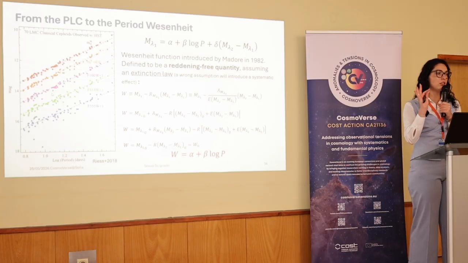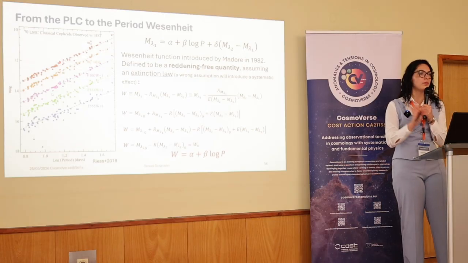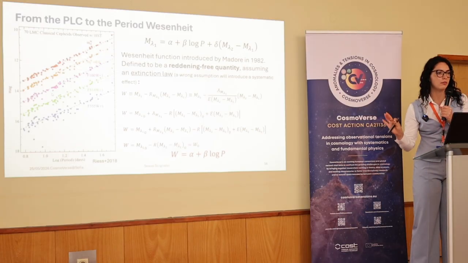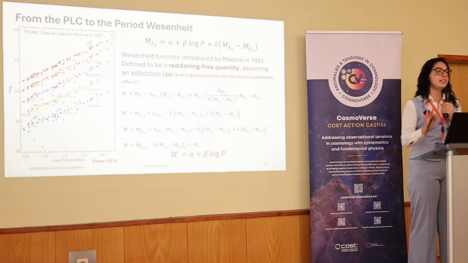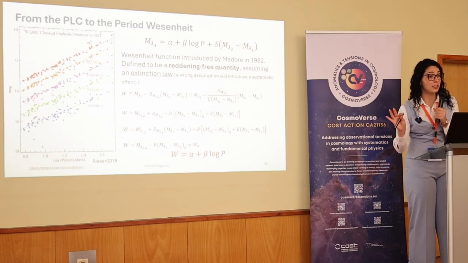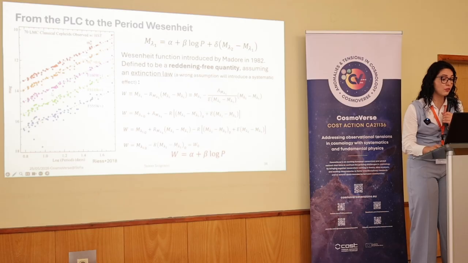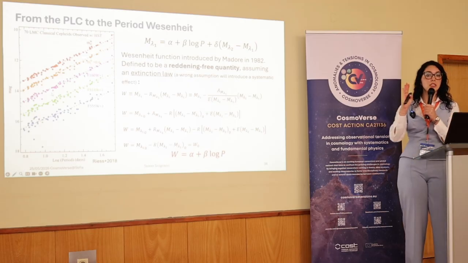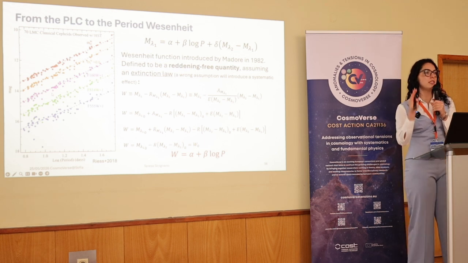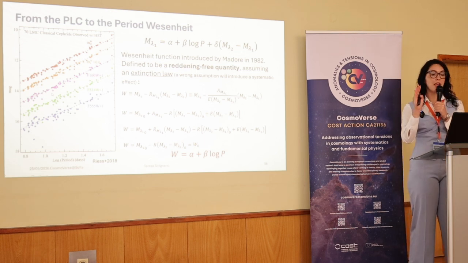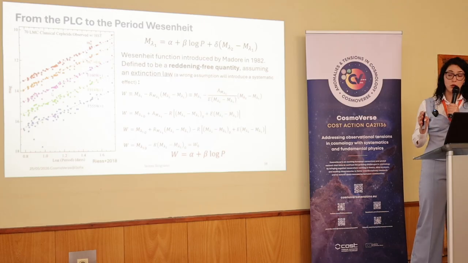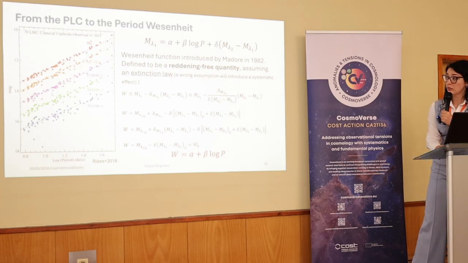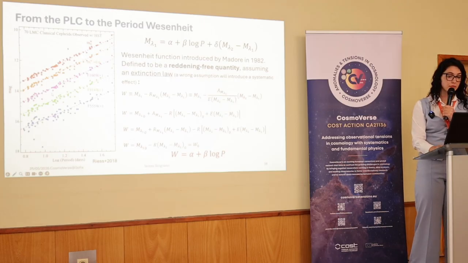So, the period Wesenheit is not a period luminosity relation. It's a period luminosity color relation, but with this coefficient that allows us to do the projection in the best possible way. This means that thanks to this projection, we have the least scatter possible.